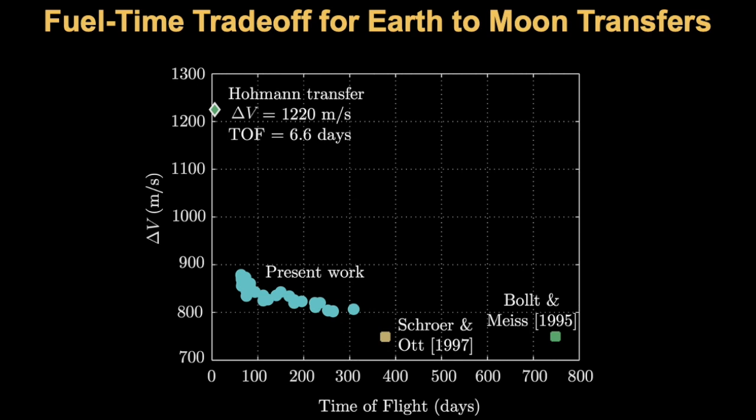This shows the fuel time trade-off that's common with delta V versus time of flight. This is in days, to go from a particular geocentric orbit to a particular selenocentric orbit. If you did the Hohmann transfer, that takes the lowest time of flight, but it takes large delta V. Some other authors have looked at things that take 2 years and use less delta V. But it looks like there's some kind of Pareto optimal front here, and so some work that we've done sort of fills out some of that front.